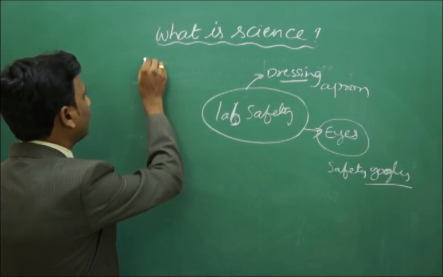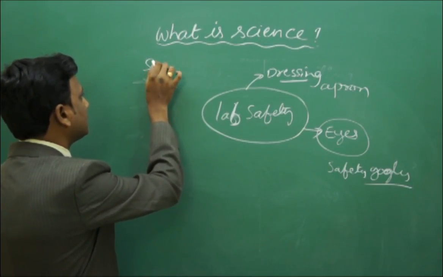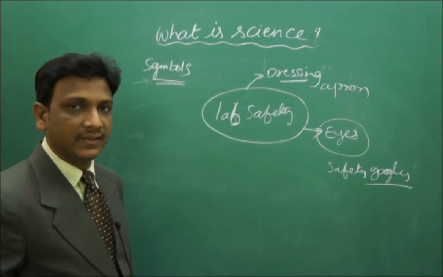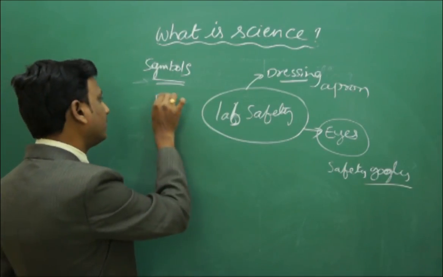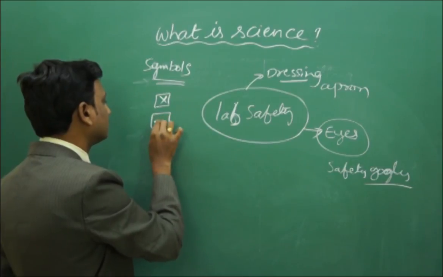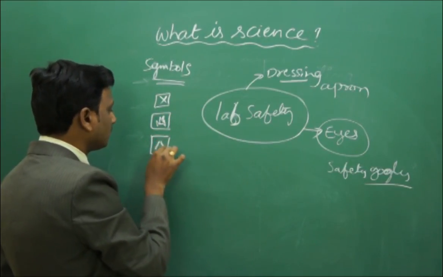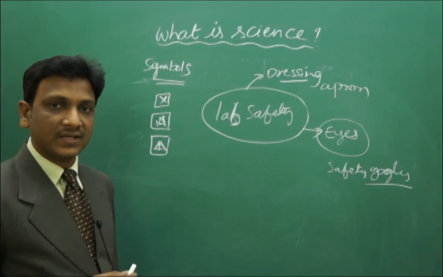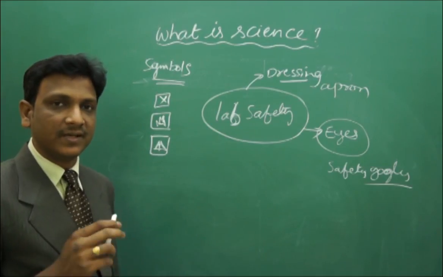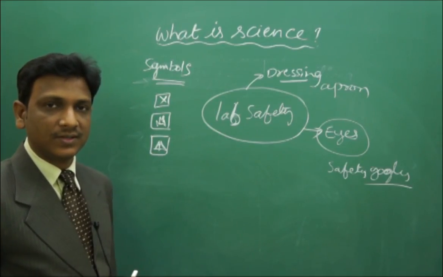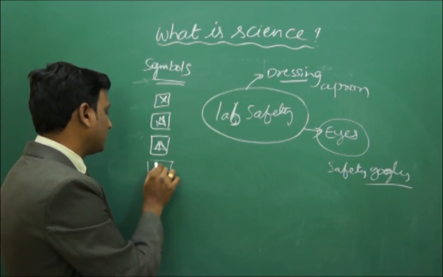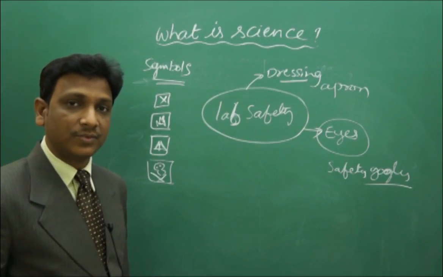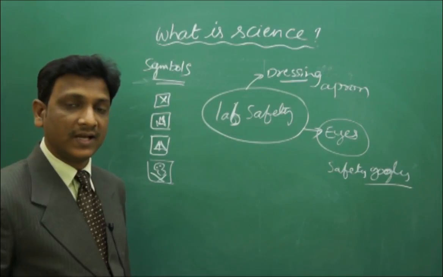And we should have some knowledge about lab symbols. Every chemical bottle in the laboratory is given some kind of symbols like this, which will indicate the danger of the chemical. Certain symbols show a fire symbol, which means the chemical is inflammable. Certain symbols show a skull, which indicates the chemical is poison. In such a way we will come to know about the chemical by looking at the symbol, so we should have some knowledge about the symbols.